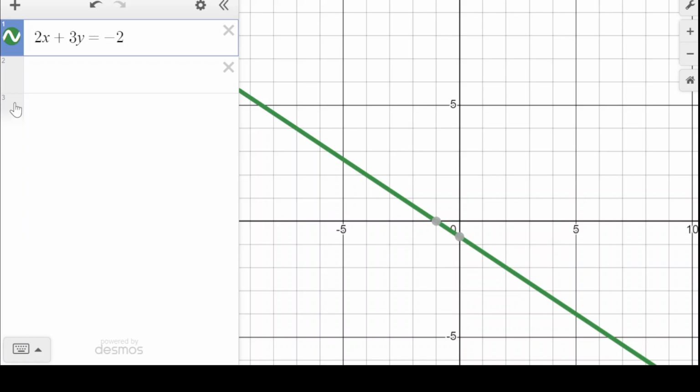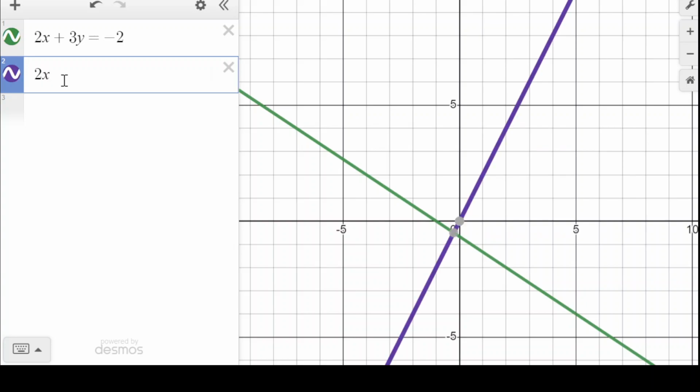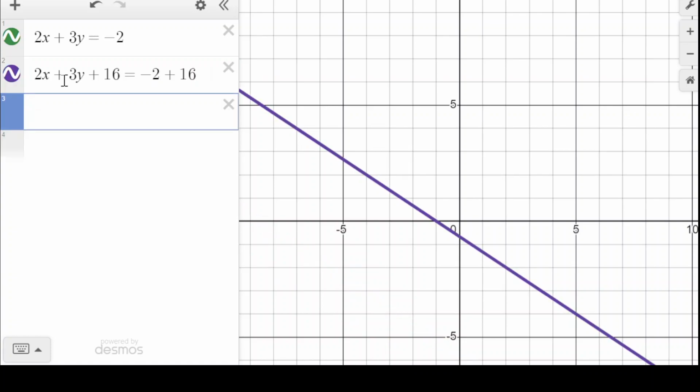It is certainly true that if I take the left-hand side, 2x plus 3y, and I add the number 16 to both sides, on the other side I take negative 2 plus 16. When I add 16 to both sides, you can see I get this new equation, but it's exactly the same equation. This new equation's in purple, the original one's in green, and the purple equation and the green equation have all the same solutions. That's what I mean by if you have equal things and you add equal things, you get equal things.